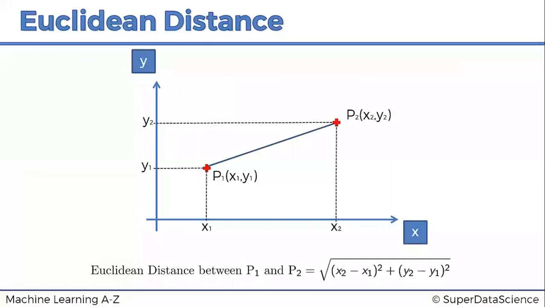So the distance, if you've got 2 points, P1 with the coordinates x1 and y1, and P2 with coordinates x2 and y2, then the Euclidean distance, or the length of this line, is calculated as x2 minus x1, so the distance between the x's squared, plus the distance between the y's squared. Basically, you add them up and then you take the square root.